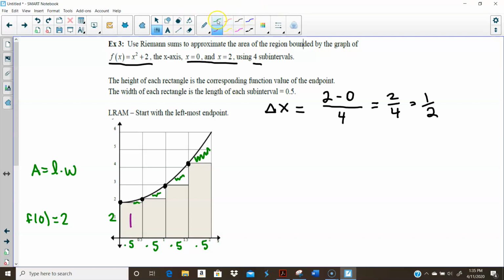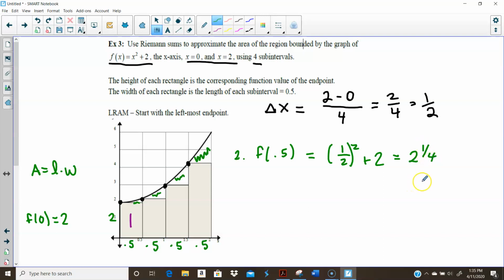So the next rectangle, this point here is at 0.5. So for rectangle 2, if I find f of 0.5, which means I'm going to take this function up here and plug in 0.5, or 1/2. So what's 1/2 squared plus 2? Well, 1/2 squared is 1/4, and 1/4 plus 2 is 2 1/4.